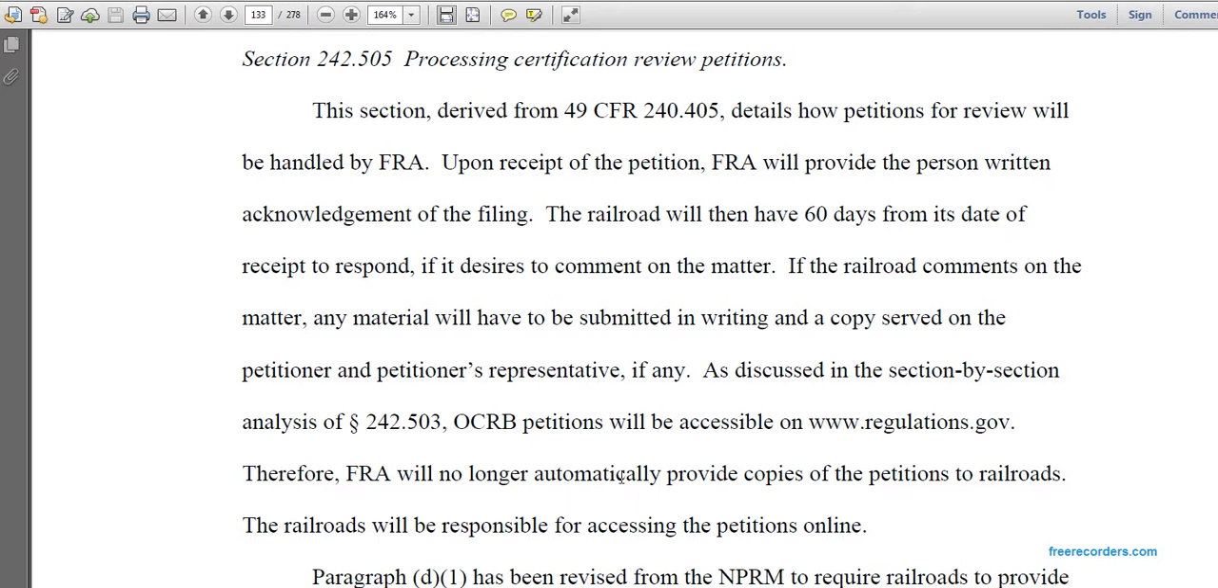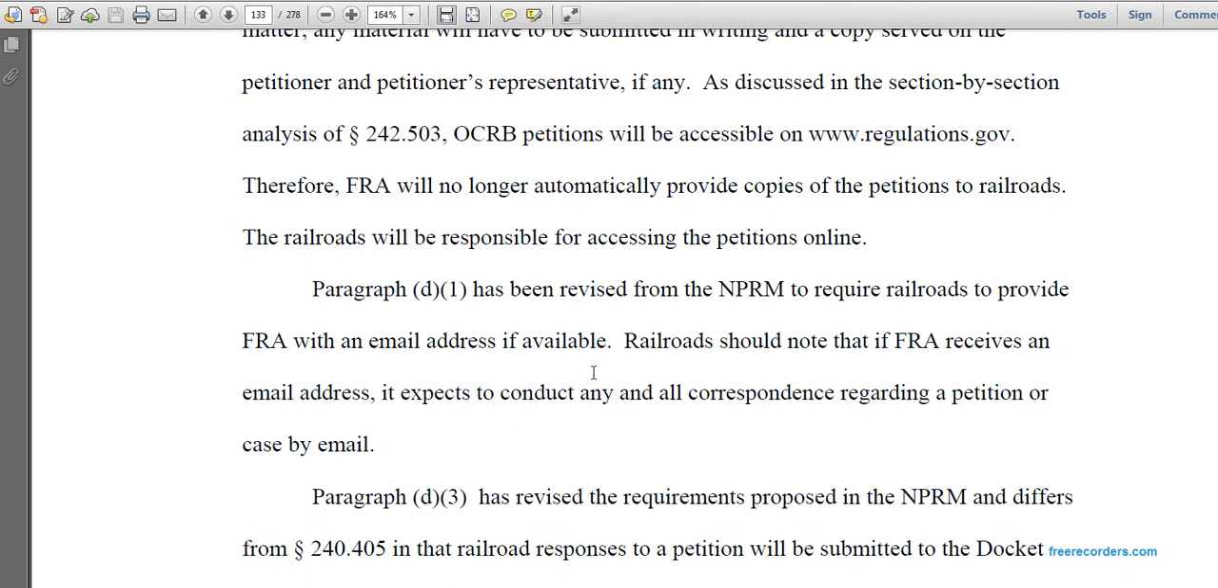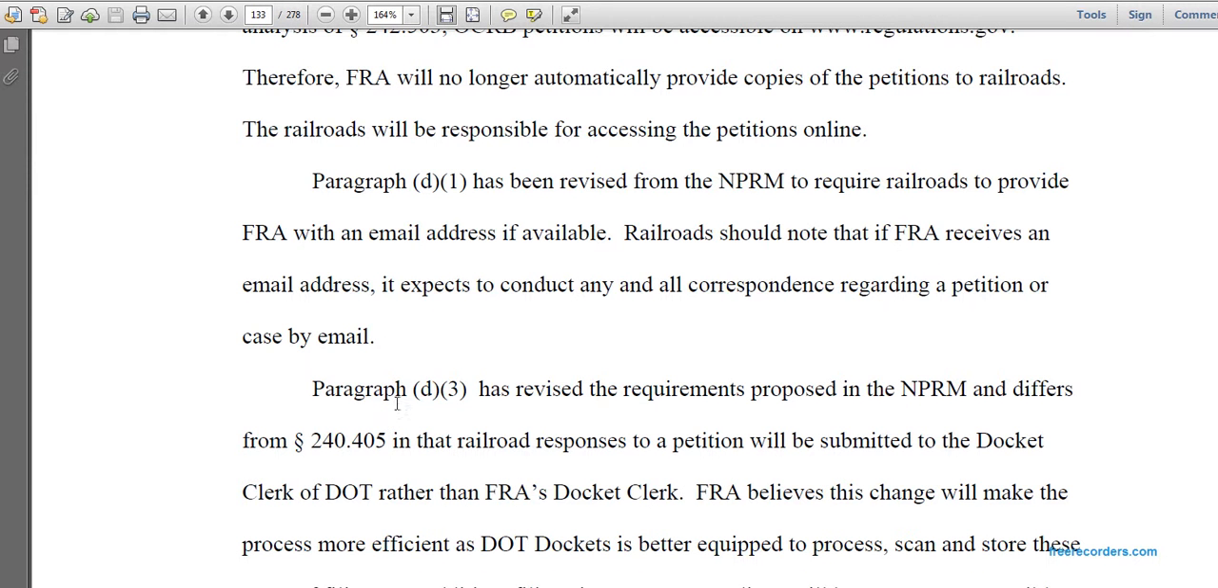Operating Crew Review Board materials will be accessible on www.regulations.gov. Therefore, the FRA will no longer automatically provide copies of the petition to the railroad. The railroad will be responsible for accessing the petitions online. Paragraph D1 has been revised from the notice of proposed rulemaking to require railroads to provide FRA with an email address if available. The railroad should note that the FRA, upon receiving an email address, expects to conduct any correspondence regarding the petition or case by email.